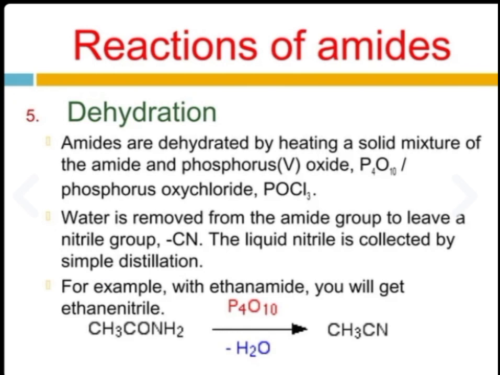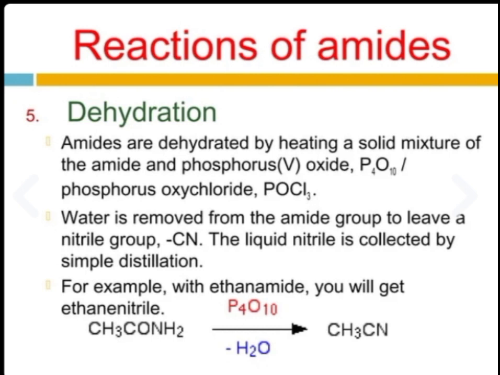Let's hop on to the last one, dehydration. So amides are dehydrated by heating a solid mixture of the amide and phosphorus(V) oxide, P4O10, or phosphorus oxychloride, POCl3. Water is removed from the amide group to leave a nitrile group. The liquid nitrile is collected by simple distillation.